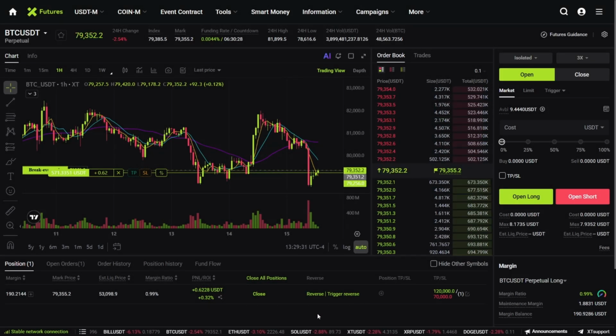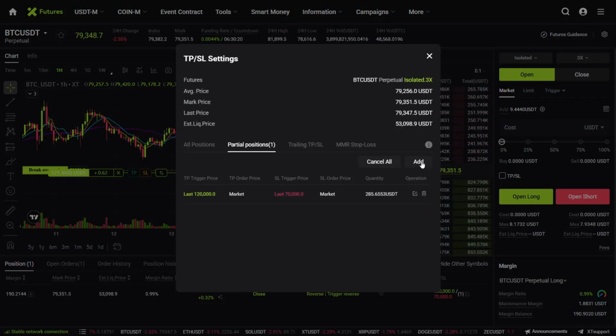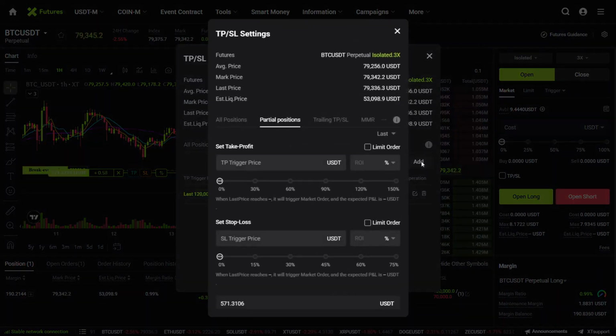So now we have our first partial take profit and stop loss position. For our second one, we can click on this icon here, click add, and we are going to add our second take profit and stop loss position. For this order, we're going to give it a lot more room. So we're going to set our take profit at around 180,000.